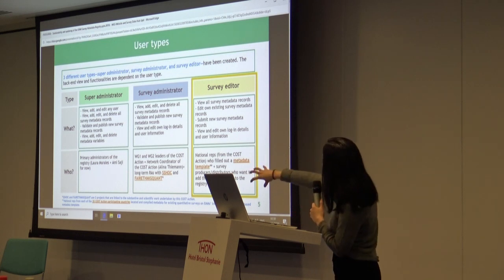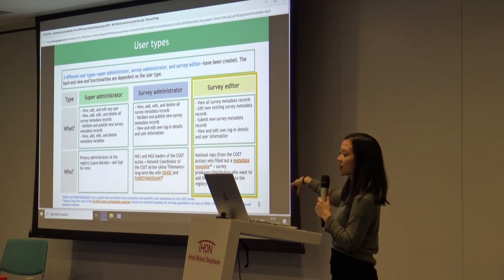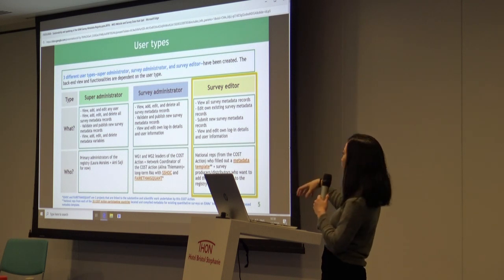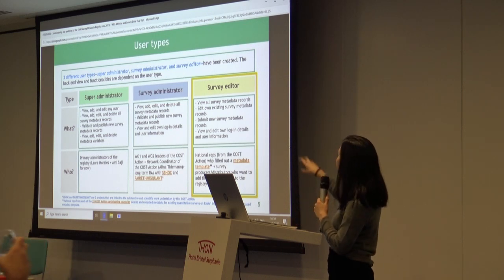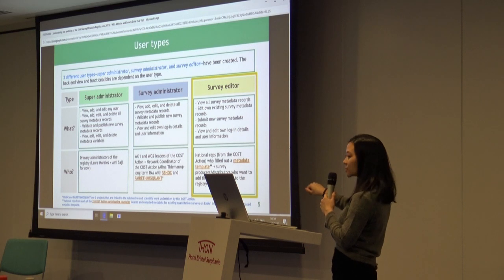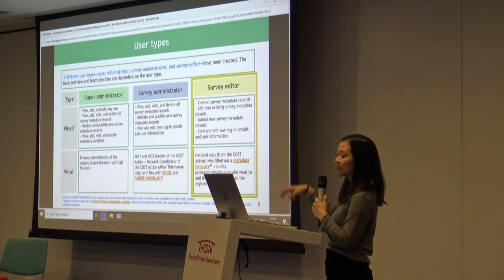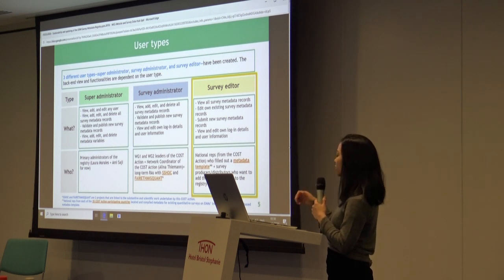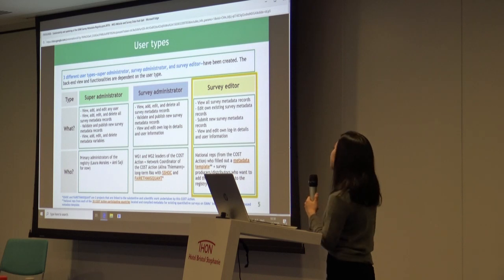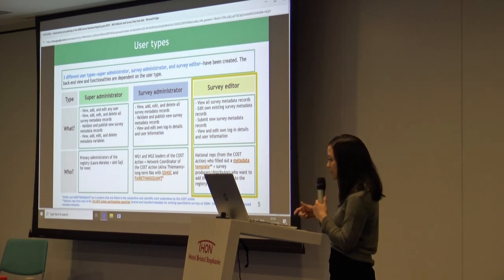The super administrators and survey administrators are really specific to the parties who are going to be very involved in managing the actual registry on the back end. The main distinction between them is that the super administrators have additional rights. In addition to being able to do all kinds of editing, viewing, and additions to the survey metadata records, they're able to modify the metadata variables as well as the users of the registry.